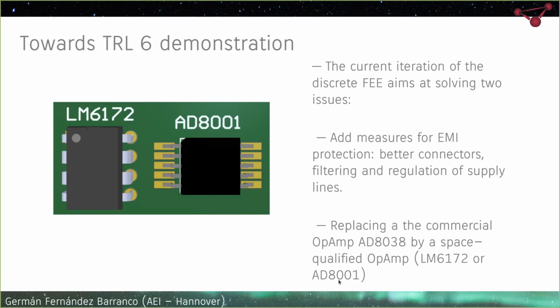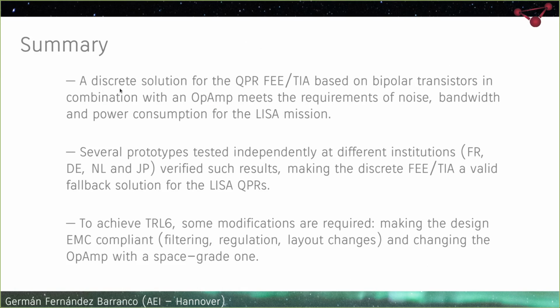So to sum up, we have investigated a discrete solution for the transimpedance amplifier of the LISA QPR, also known as front-end electronics. This solution was based on bipolar transistors in combination with an operational amplifier, and this solution meets the requirements for noise, bandwidth, and power consumption. Several prototypes tested independently at different institutions verified such results, which makes the discrete transimpedance amplifier front-end electronics a valid fallback solution for the LISA QPRs, since the ASIC solution is still the baseline.